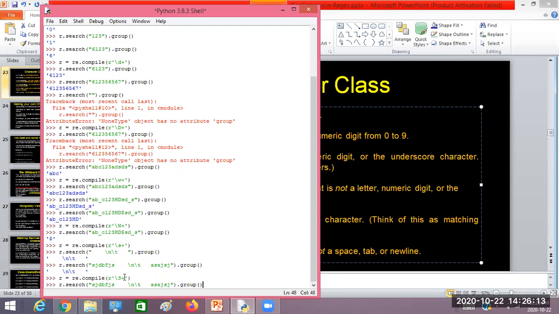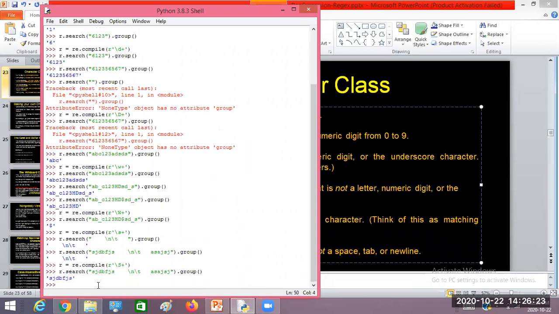Only those letters. Only the letters of both sides or only from the first side? Only the first text, because here there is a non-matching character. This space is not matching with the pattern, so then it stops, right?